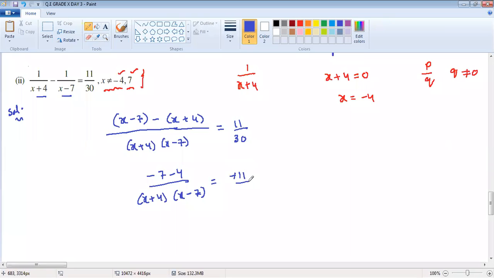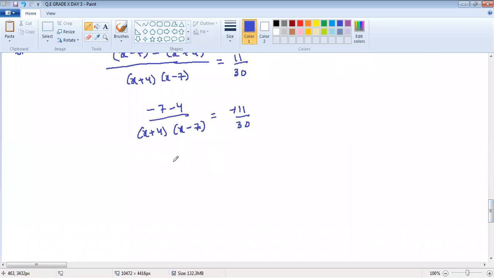plus 11 by 30. So minus 11 by x plus 4 into x minus 7, which is equal to 11 by 30. 11 cancel. Am I right, ma? Yes, sir. Then 30, you carry this. So which will be minus 30 is equal to x plus 4 into x minus 7.